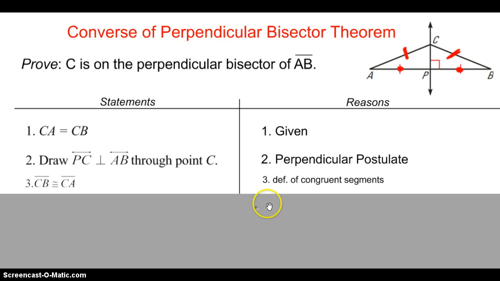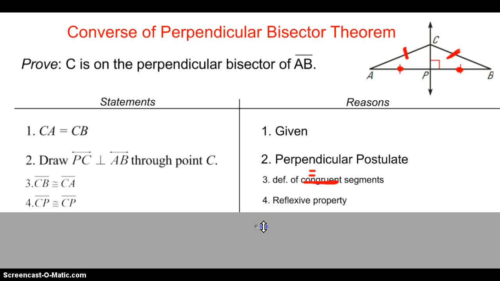of congruent segments. Actually, that should be definition of equal segments, right? Because we're starting with them being equal. Let me change that to equals. We're starting with them being equals, and then we want to show them congruent, right? Okay. Now, we also know, remember, keeping on those congruent triangles, we know that CP is congruent to itself, okay?